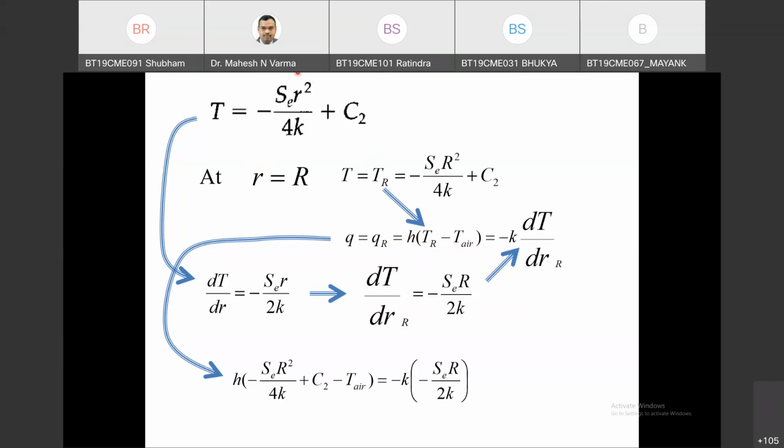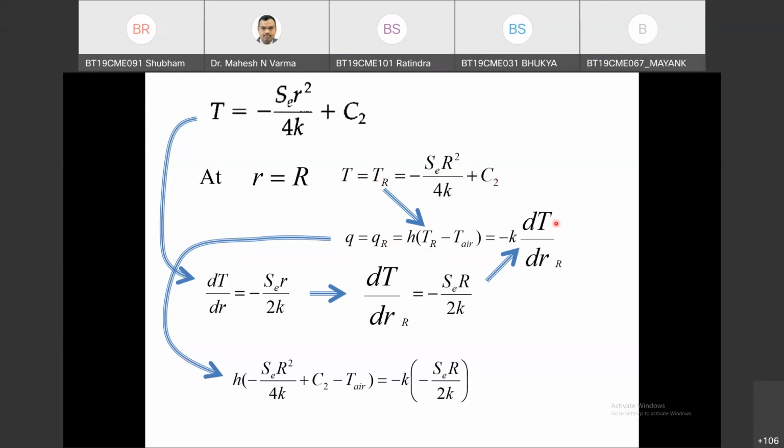Using this temperature profile, I got the surface temperature TR equals minus SCR squared divided by k plus 2 C2. This will be the surface temperature. C2 will be as it is, the constant is not yet estimated. This is the surface temperature. And this is Newton's law of cooling, Q equals h into (TR minus TA). This will be the flux at the surface.